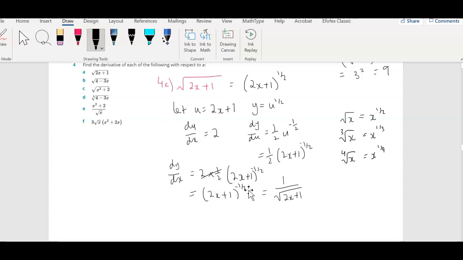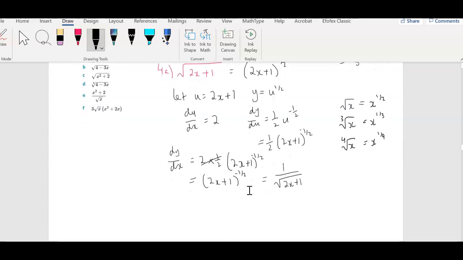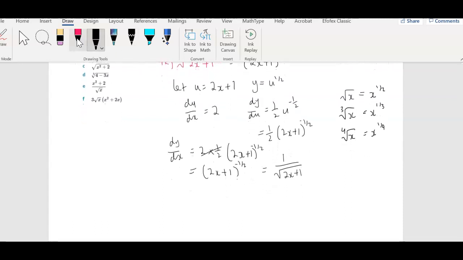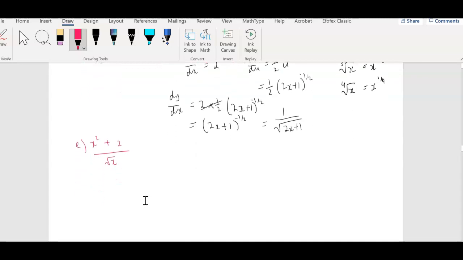All right, and so it's 1 over because of the negative power, and it's a square root because it's the power of a half. All right, let's have a look at maybe E. So I might do E over here. Should have a bit more order to how I write them on the screen. All right, so we've got (x squared + 2) over the square root of x. So we haven't learnt the quotient rule yet, so we're going to use the chain rule. Now remember that the square root of x is the same as x to the power of a half.